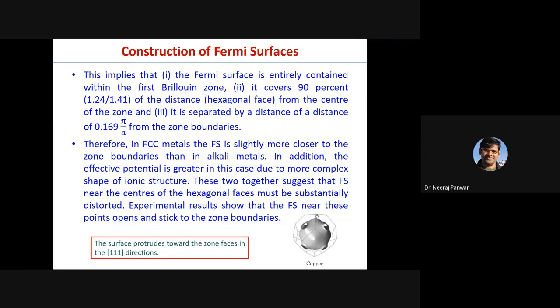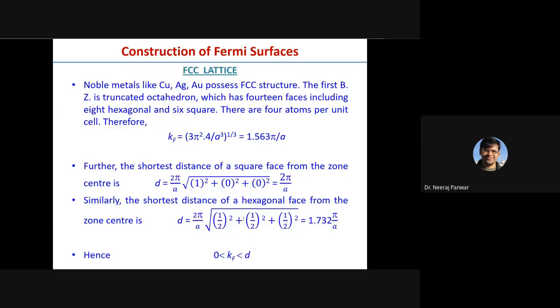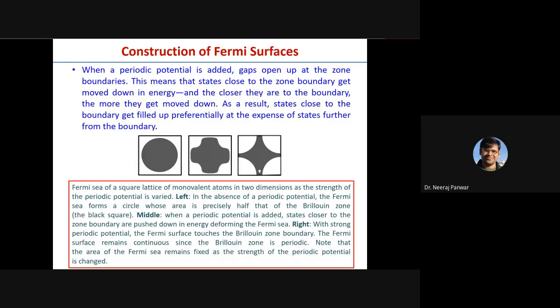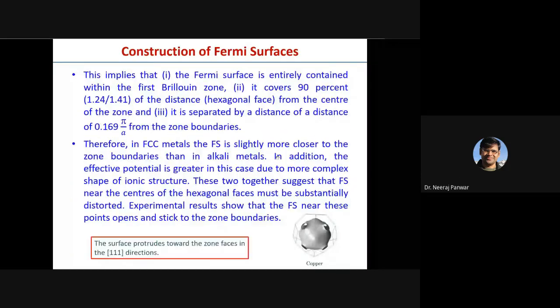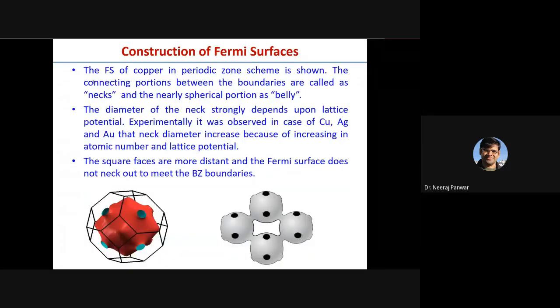It is distorted. So this is a hexagonal face. This is also a hexagonal face. You see, the Fermi surface opens up and sticks to the zone boundaries, like in this case. Fermi surface opens up. So this is for one Wigner-Seitz cell or one unit cell of the reciprocal space. When we form the complete lattice, then we will see.